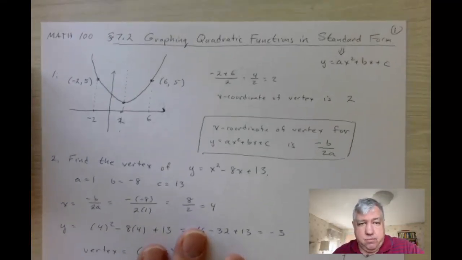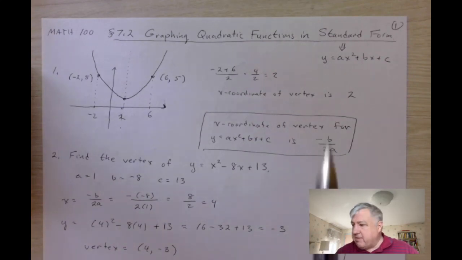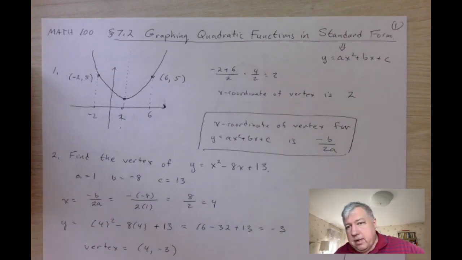Hey everybody, welcome back to part 2 of this lecture on 7.2, graphing quadratic equations in standard form. So again, I told you in the last video this little dirty secret of finding the x-coordinate of the vertex. If the equation of a parabola is already in vertex form, you can read off the vertex. If it's in standard form, then the x-coordinate for the vertex is just negative b over 2a, right? And then you plug this number into x, and you get the y-coordinate of the vertex like that.